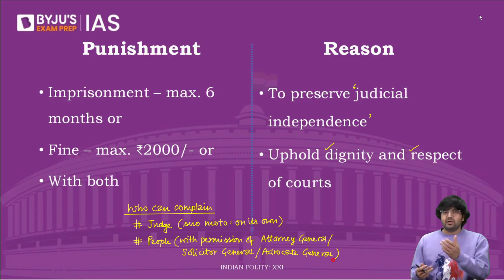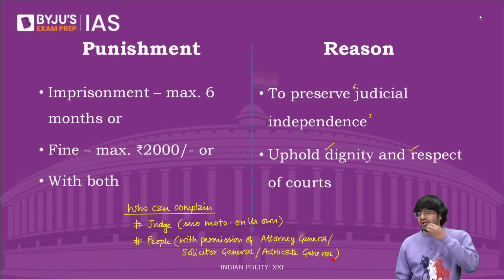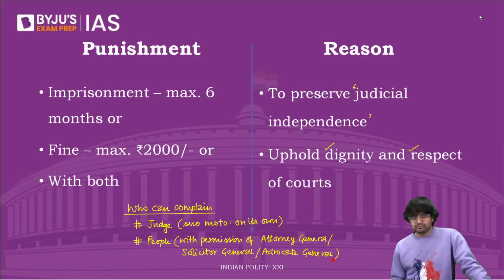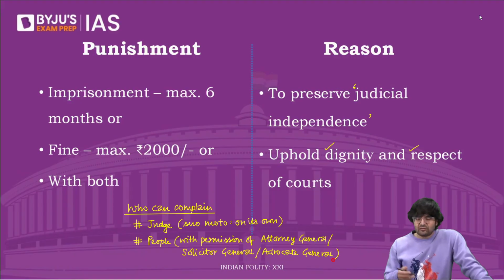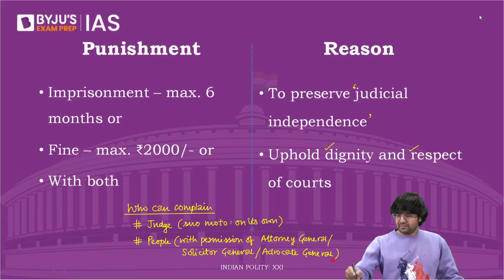So if, let's say, today I feel that you have made a derogatory remark against the court and I want to file a complaint that, court, see, he's making fun of you, I cannot directly go and file a complaint. The Attorney General has to firstly approve, or the Solicitor General has to approve, or in case of High Courts, the Advocate General has to approve. And then only will I be allowed to file the complaint. Are we clear? This is the Contempt of Court Act 1971.